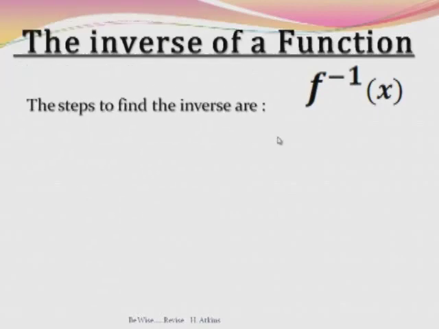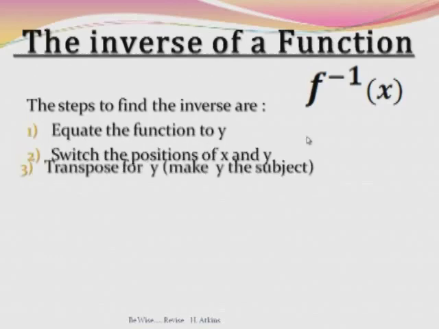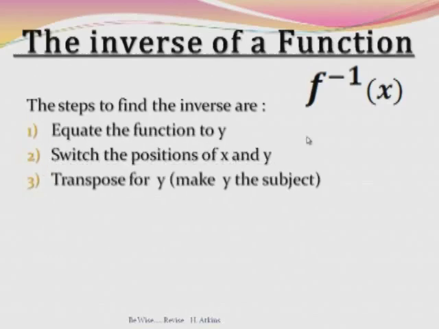Now, the steps to find the inverse of a function. 1. We equate the function to y. 2. Switch the positions of x and y. Switch the position, that means it's a straight swap. We switch the positions of x and y. We'll see that in action later. Then we transpose for y, which simply means to make y the subject of the equation.